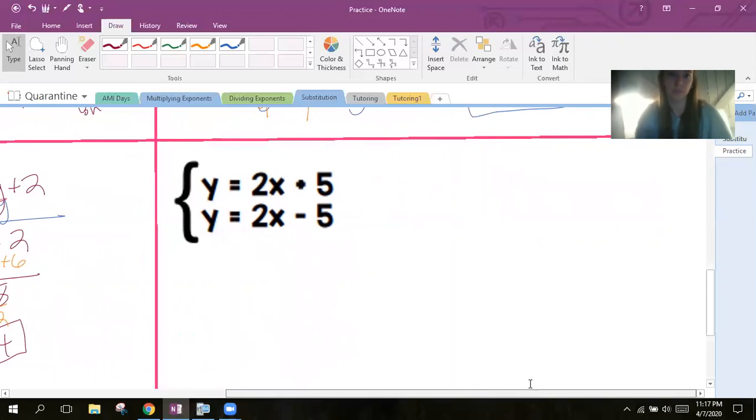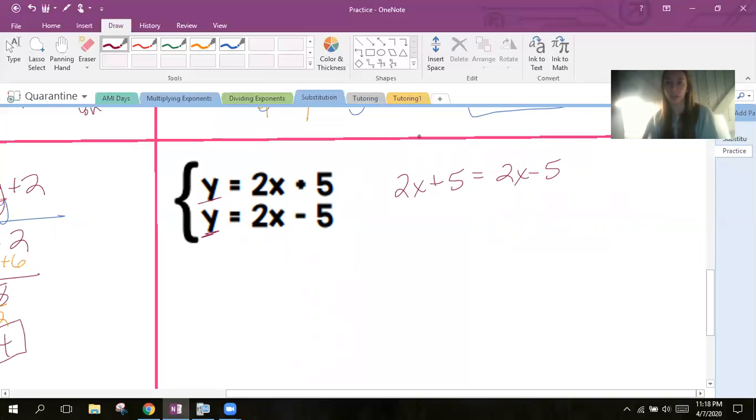Last one. Both of them are set equal to y. If they're both set equal to the same variable, it has to be the same variable, then you can just set them equal to each other. Now I'm just going to tell you that this is going to be one of those that comes out with a weird answer, so we are going to graph it.